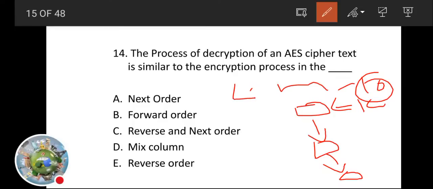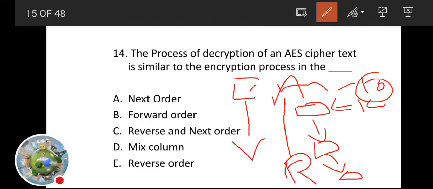The encryption is done in a straight order, then the decryption will go in a reverse order. Decryption goes in a reverse order. So the answer will be reverse order. The process will go first to last, and again it will revert last to first because you have to get the plain text. So the answer will be E, reverse order.